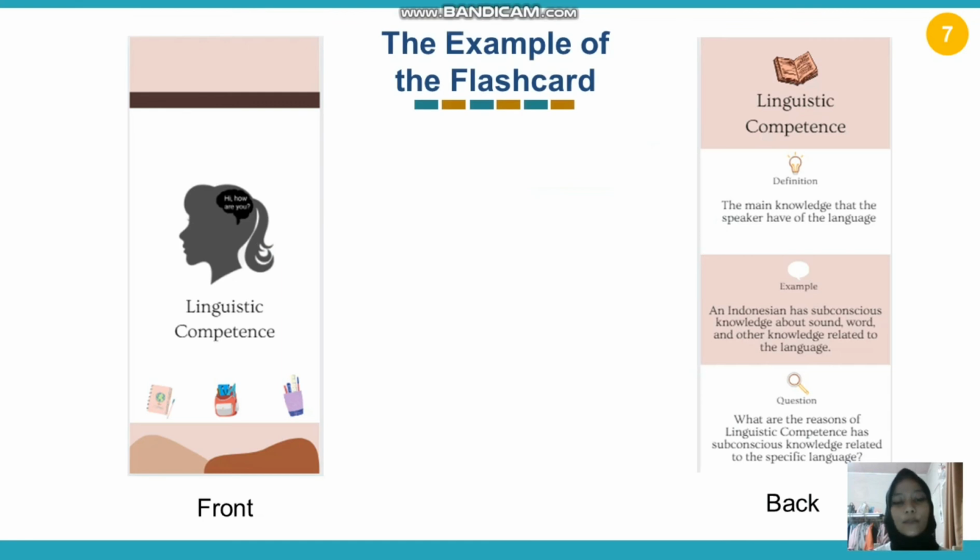And here is the example of the flashcard. In the flashcard, there are pictures related to the term, and then the term that should be guessed by the student. And also at the back of the flashcard there is the term, the definition of the term, the example of the term, and also the question related to the term.